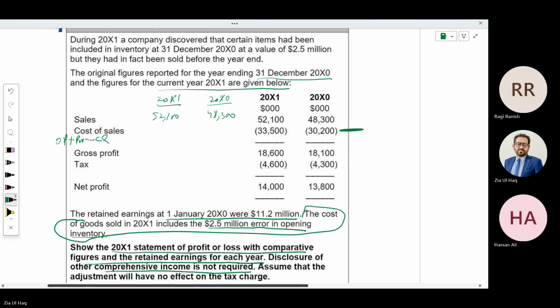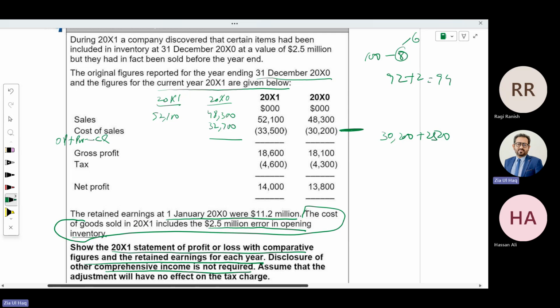Suppose 100 minus 8 is equal to 92. But afterward we realize no, instead of 8, that figure was 6. So how can we correct? By adding 2 here, we will arrive at the correct figure. So in this figure, we need to add how much? If this is 3,200, then 2.5 million will be 2,500. So what is that? 32,700.